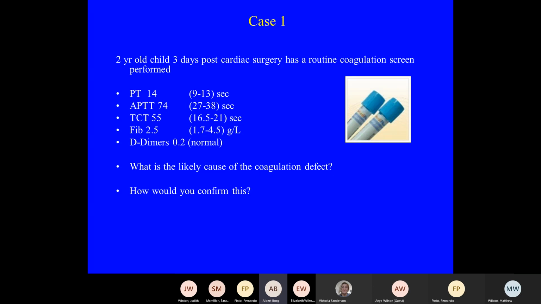I will need someone to say something at some point, to make this a bit more useful. Is it heparin contamination? Sounds very much like it. So next slide. So we've got the answer: heparin contamination. And how would you confirm this?